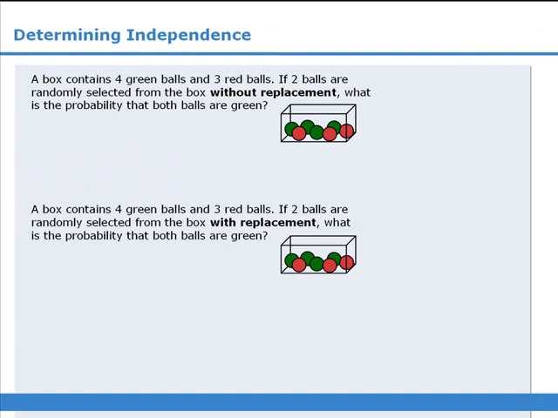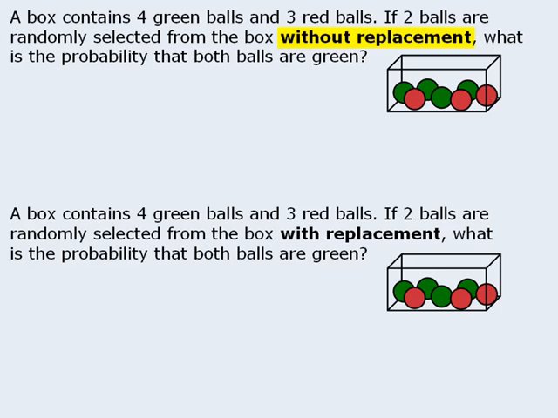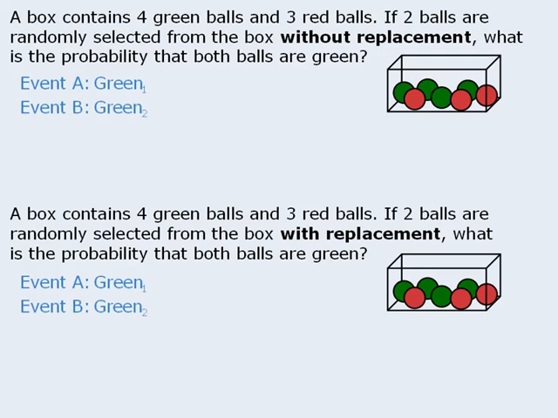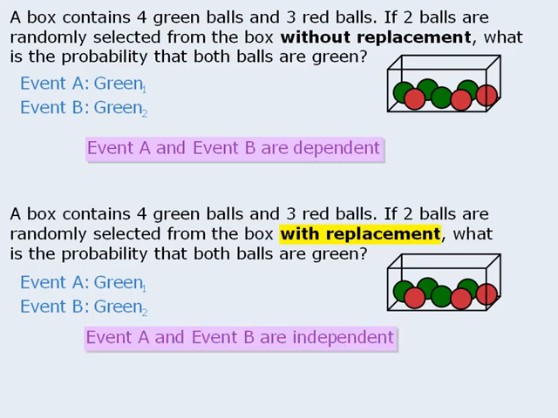Now, in a previous lesson, we looked at these two questions that both involve selecting two balls from a box. In the first question, we are selecting the two balls without replacement, and in the second question, we are selecting two balls with replacement. For both questions, we defined event A as selecting a green ball on the first draw, and we defined event B as selecting a green ball on the second draw. Now, for the question where there was no replacement, we found that events A and B are dependent. For the question where there was replacement, we found that events A and B are independent.